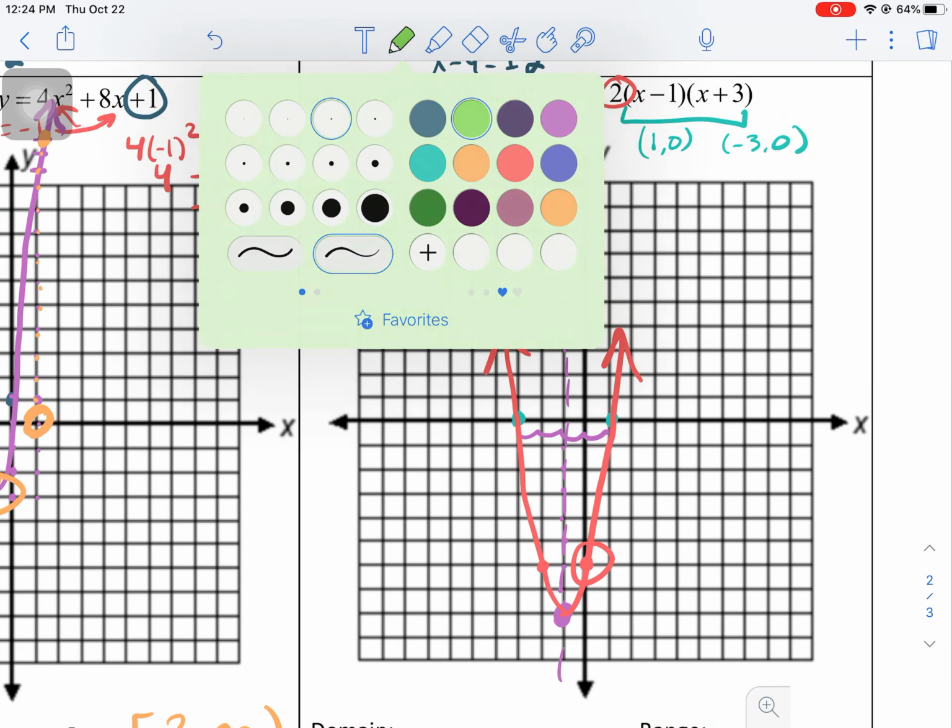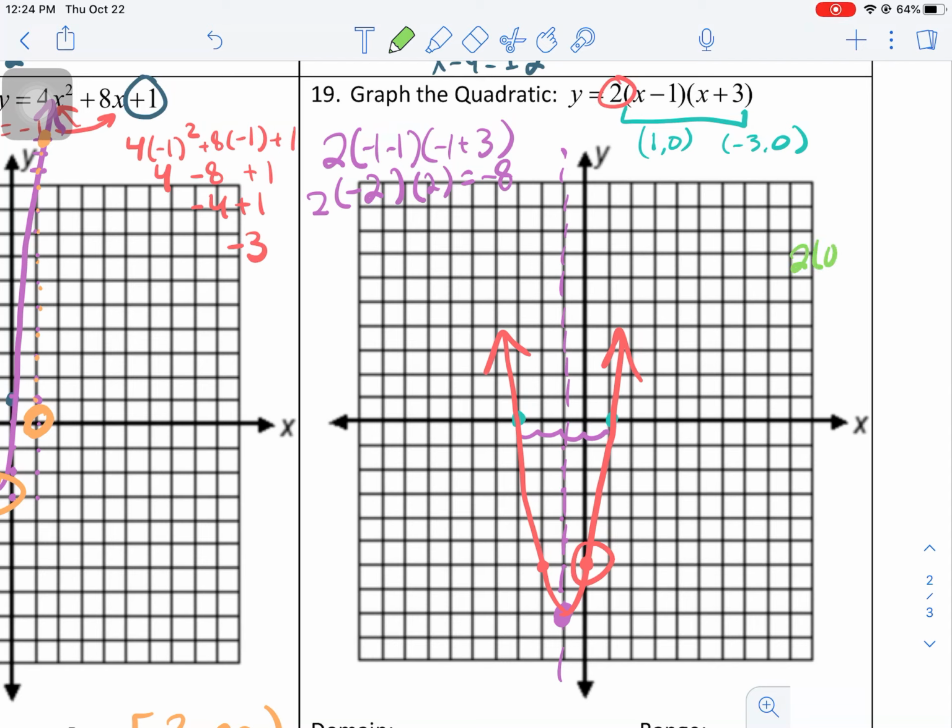Again, if you don't like using the a value, plug in the next closest number, which in this case is 0. So if we plugged in 0, we would have 2 times 0 minus 1 times 0 plus 3. So that's 2 times negative 1 times 3. 2 times negative 1 gives us negative 2 times 3, which is negative 6. So at 0, we should be at negative 6. 1, 2, 3, 4, 5, 6. And then graph the point across the axis of symmetry.